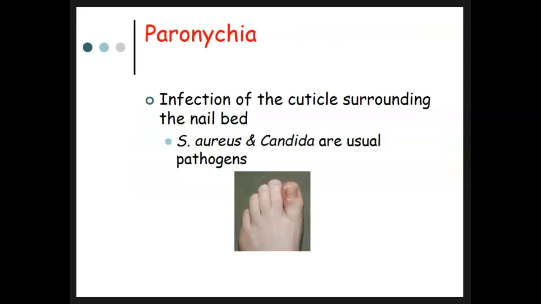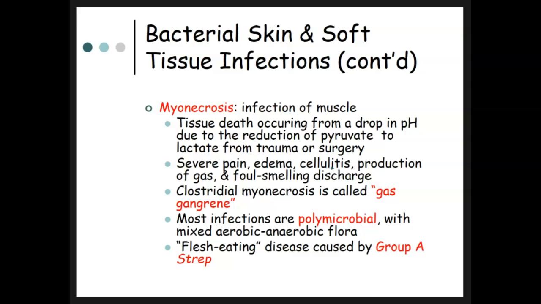Lovely. What is paronychia? Paronychia is the infection of the cuticle surrounding the nail bed. Staph aureus and Candida are the usual pathogens, and we remember that Candida is a yeast, so it's in the fungal class of organisms.